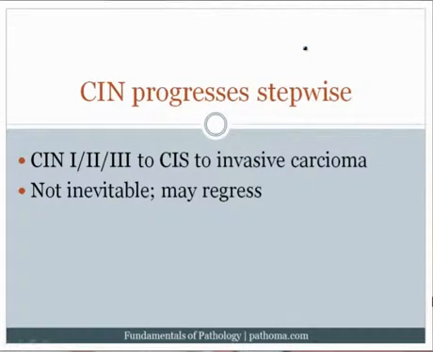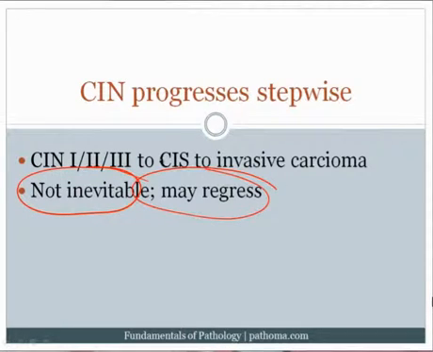Now again, you know that CIN progresses stepwise, so that you go from 1 to 2, then 2 to 3, 3 to CIS, and eventually to invasive carcinoma. But it's not inevitable. As I told you, it may regress. In particular, CIN1 regresses 66% of the time. CIN2 regresses about 33% of the time. And CIN3 is very unlikely to regress, but is very likely to progress to carcinoma in situ.